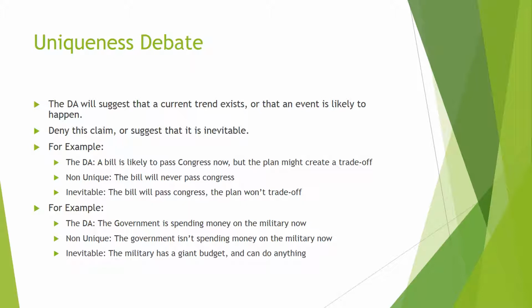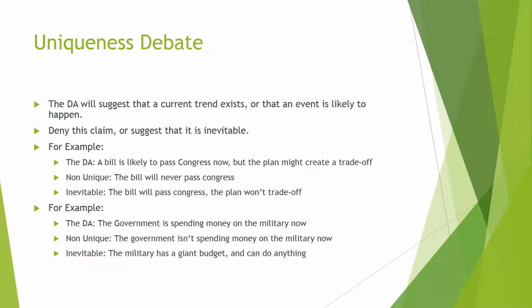Here are 2 examples. First, the disadvantage is that a bill is likely to pass Congress, but the plan might cause a trade-off. The non-unique denies the claim of the disadvantage, saying that the bill will never pass Congress. The inevitability argument says that the bill will pass Congress, but it's so inevitable that the plan will not impact whether it does or does not pass.